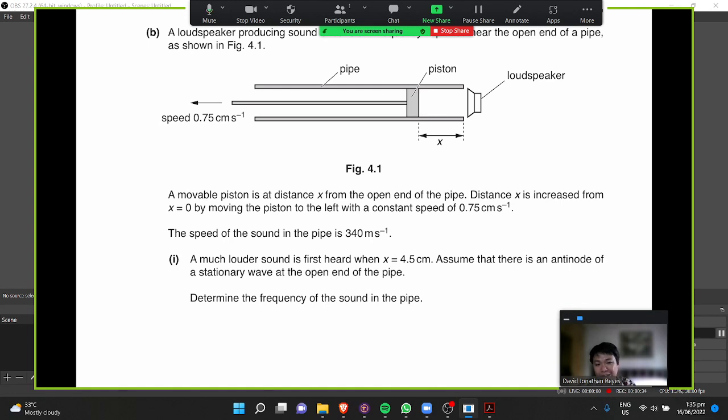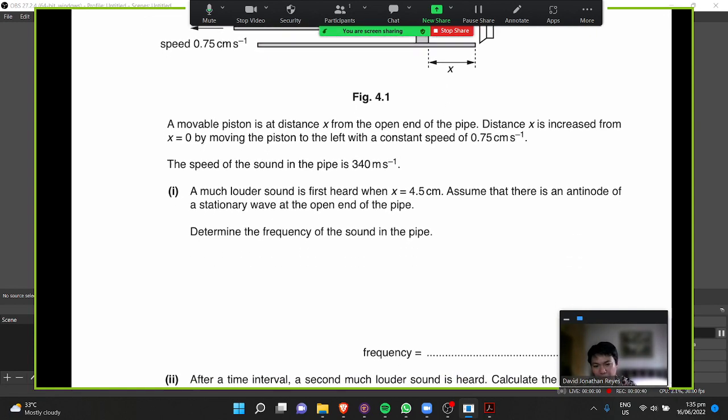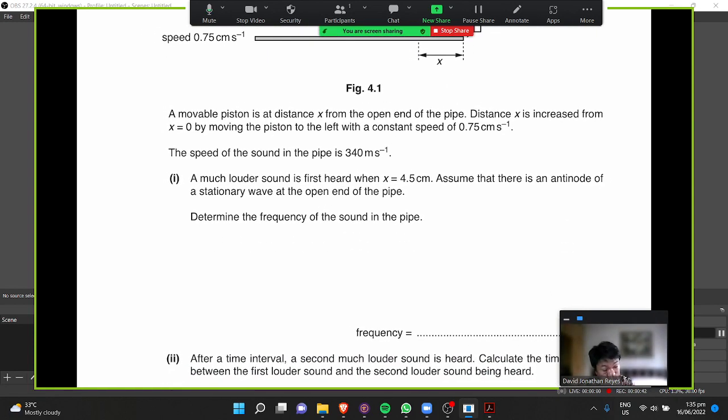Then they mention here that you hear a much louder sound when the value of x is 4.5 cm. The value of x started at 0. So assume that there is an antinode of a stationary wave at the open end of the pipe. Determine the frequency of the sound in the pipe. So you want to find out first, what is the frequency of the wavelength that you'll be hearing if the x is at 4.5 cm.